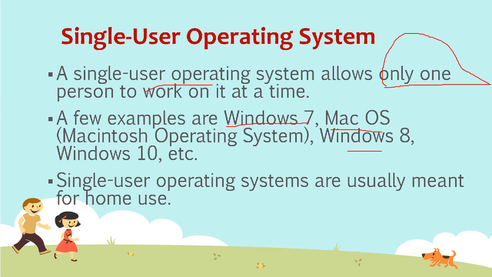Single user operating systems are usually meant for home use. For simple usage we will use the single user operating system. In that, only one user can use the system at a time. Examples are Windows 7, Mac OS, Windows 8, 10, etc.